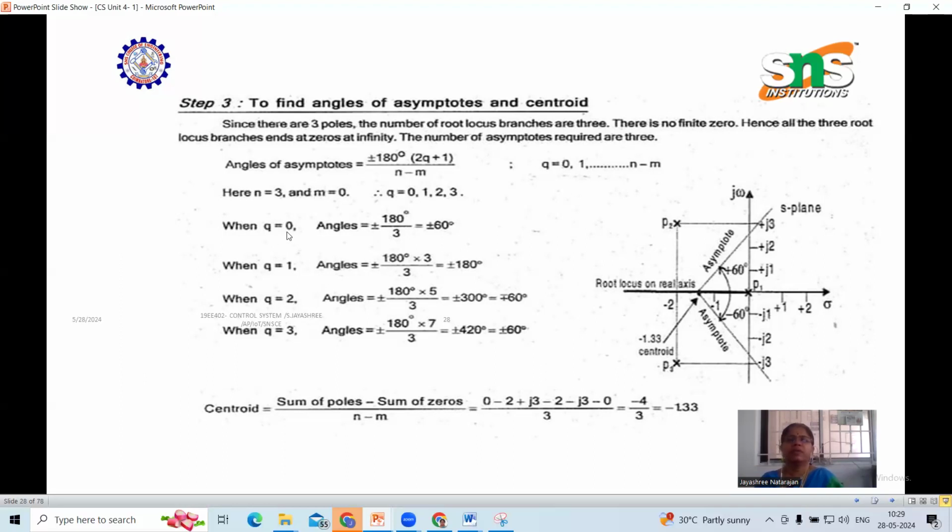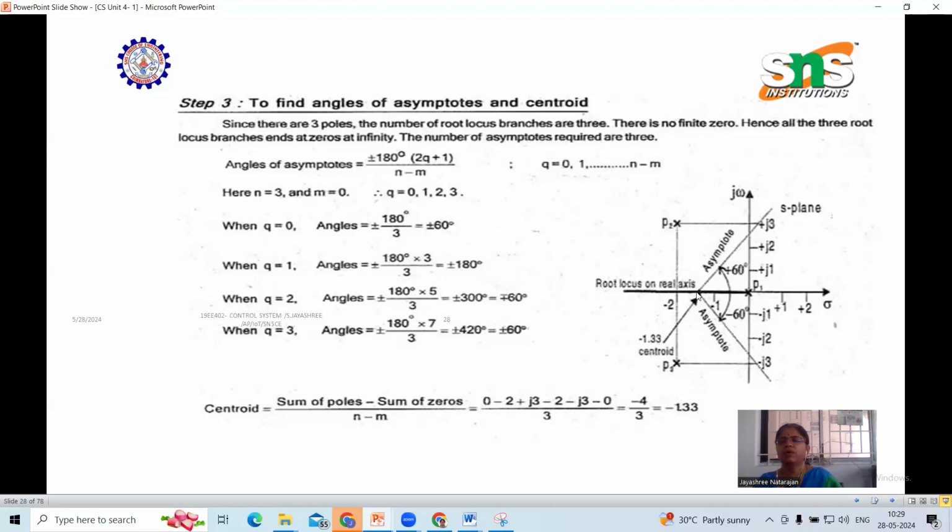When q equals 0, we get an angle of plus or minus 60. q equals 1 gives 180 degrees. q equals 2 gives 300 degrees, which is minus 60. q equals 3 gives 420, subtract 360, we get 60 degrees. So plus or minus 60 degrees and 180 degrees.